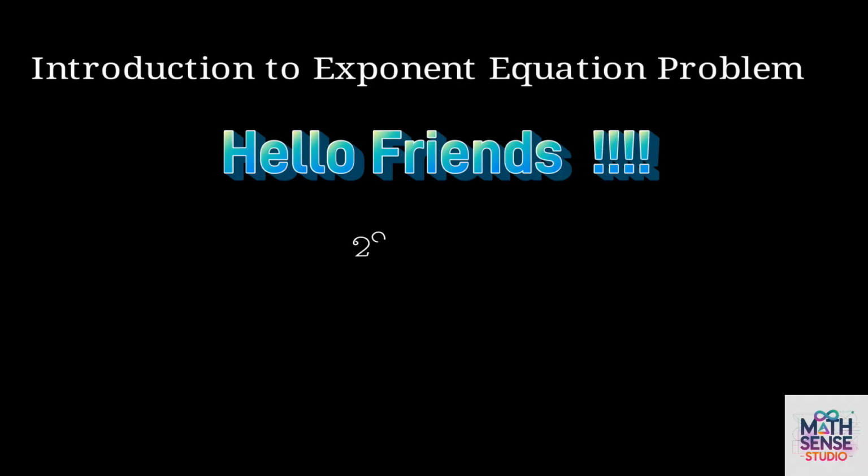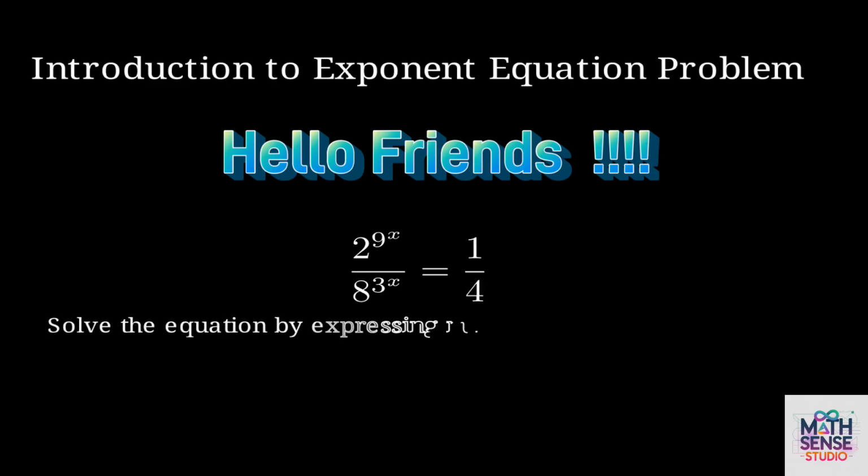So today we have the expression 2 to the power 9 to the power x divided by 8 to the power 3 to the power x equals 1 by 4. How we will solve it is we'll express the whole expression in terms of a common base and then we'll equate the powers. So let's get started.